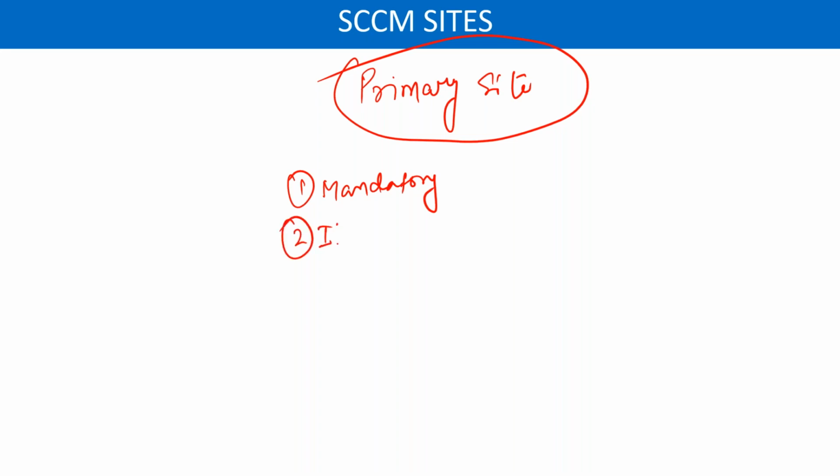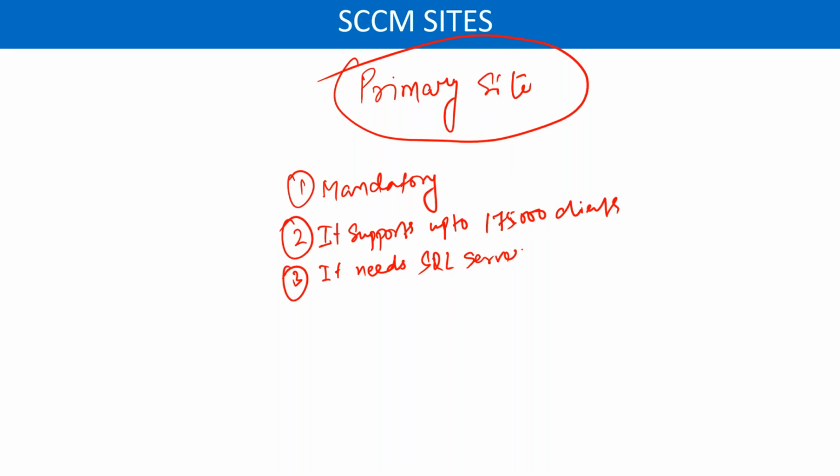Second, it supports up to 175,000 clients. Point number 3, it needs a SQL Server database. Just like CAS, you know, CAS has a database. Similarly, primary site also has a database. So primary site will also have a database.